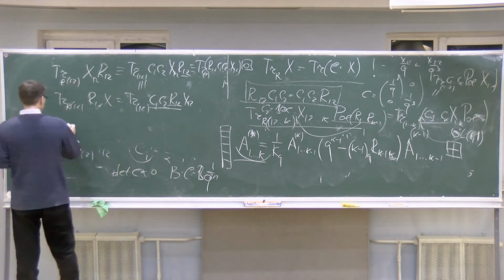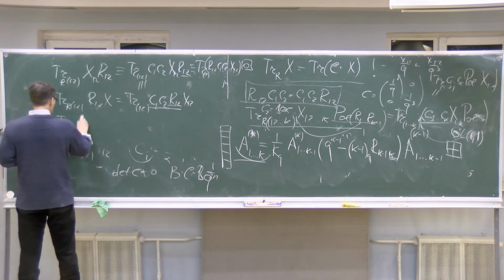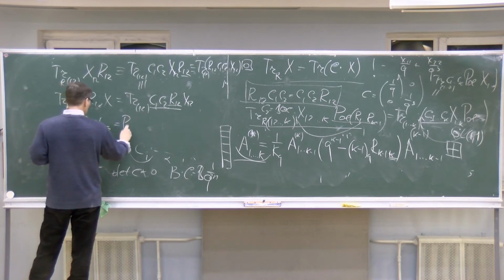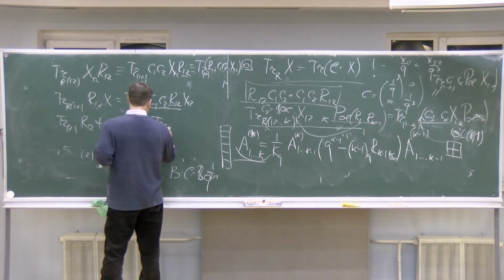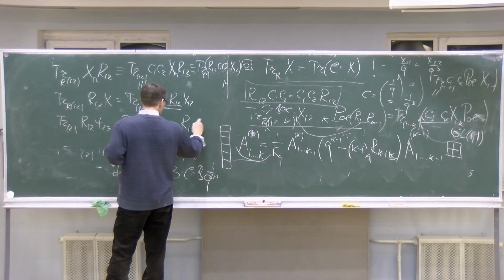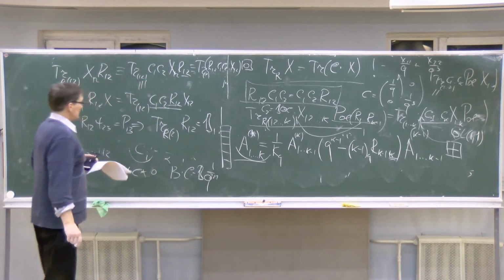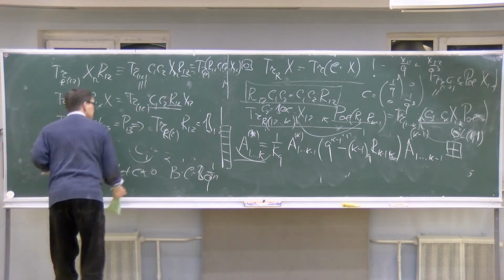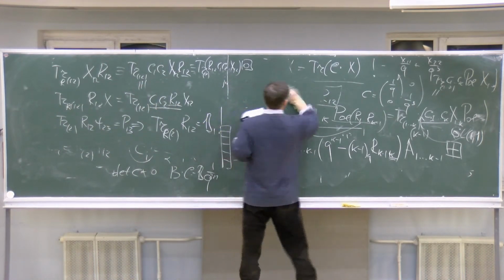And then, due to the property trace 2, R1,2, C2,3 is equal to P1,3, immediately we get the following: trace over the second space of R1,2 is equal to 1. Okay.